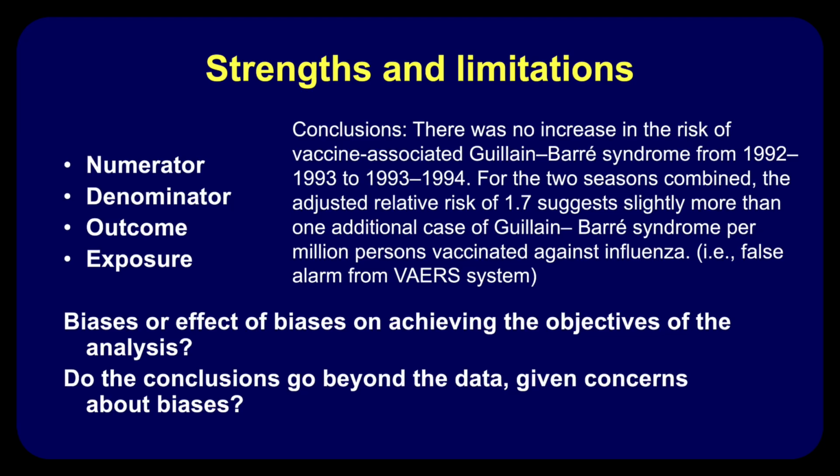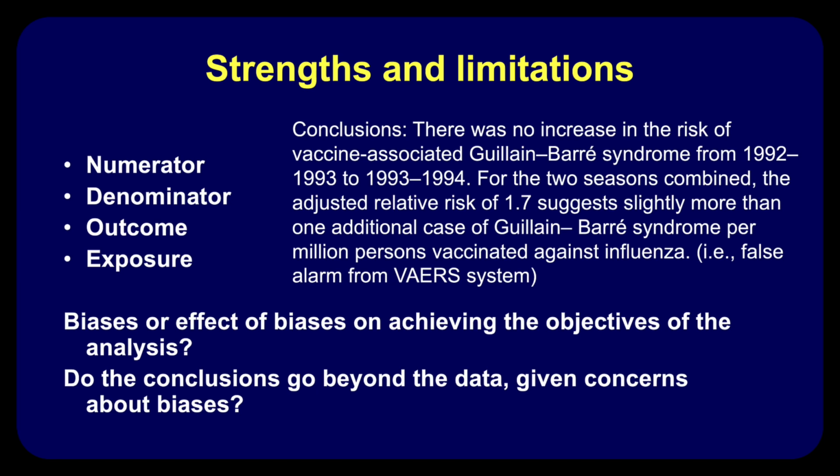And the overall conclusion here was that there was not an increase going from one season to the next, but for the 2 seasons combined, the relative risk of 1.7 suggests slightly more than 1 additional case of GBS per million persons vaccinated against influenza. And so while the increase in the VAERS reports was very large, 2 or 3-fold over time, the risk associated with vaccination was not quite as high. So I think here, you then need to wonder, what was the cause of the increase in cases?